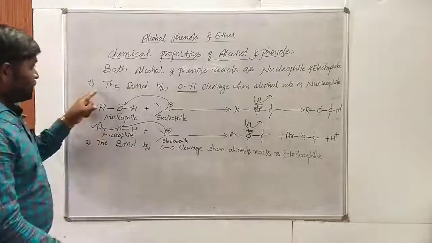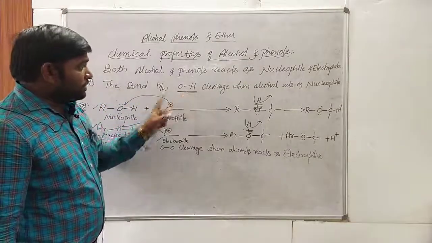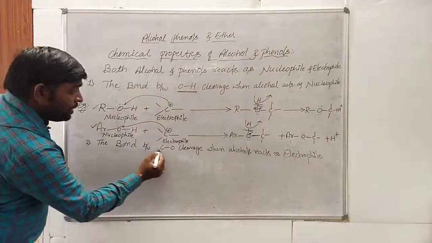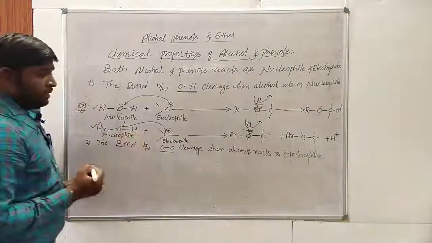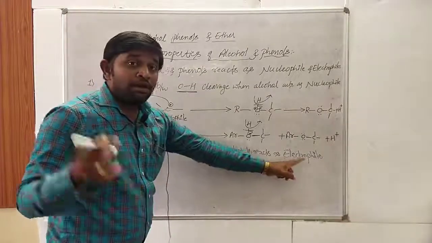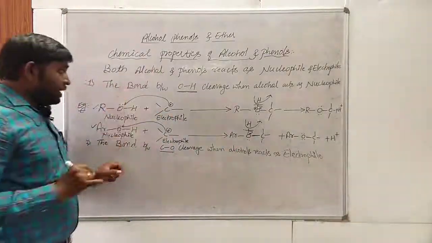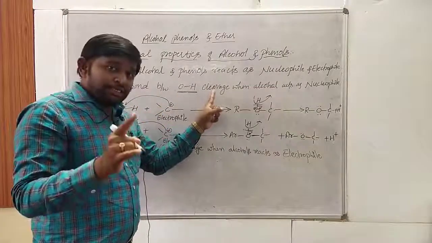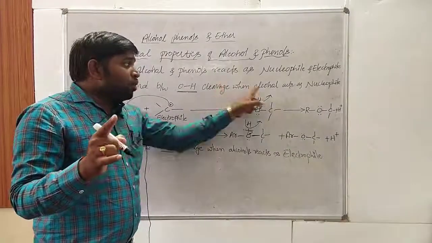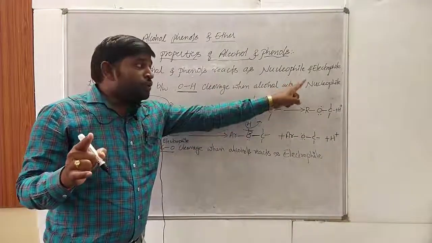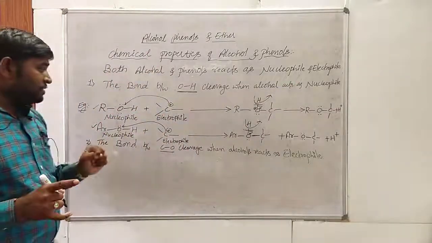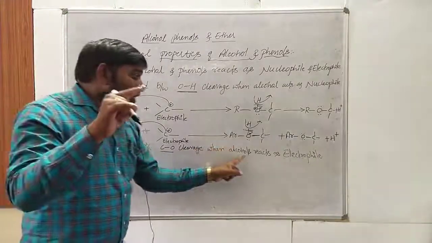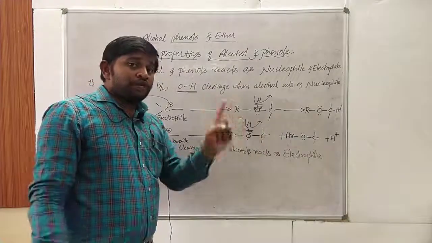So one more condition is there. If the OH bond is cleaved, then we can consider it as a nucleophile. If in case the bond between C and O cleaves, then alcohols react as electrophiles. So see here, what is the difference between these two? When the OH bond cleaves, at that time the alcohols and phenols act as nucleophiles, whereas when the cleavage of the CO bond takes place, the alcohols react as electrophiles.